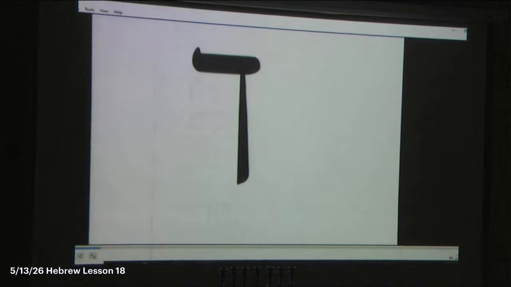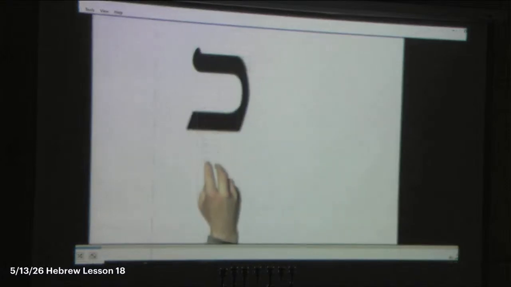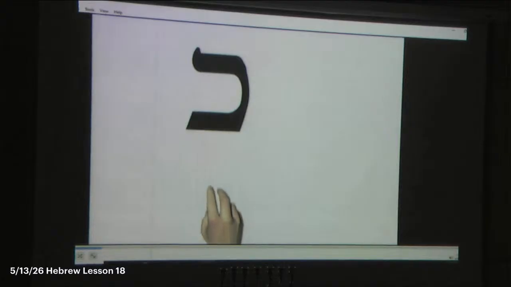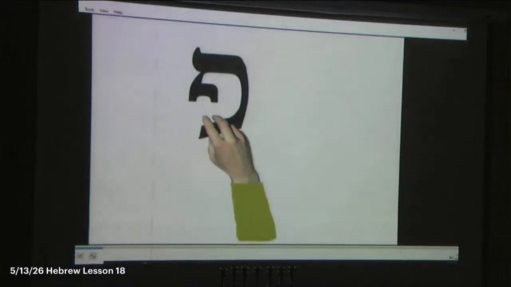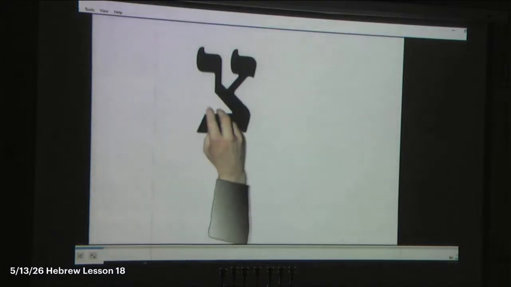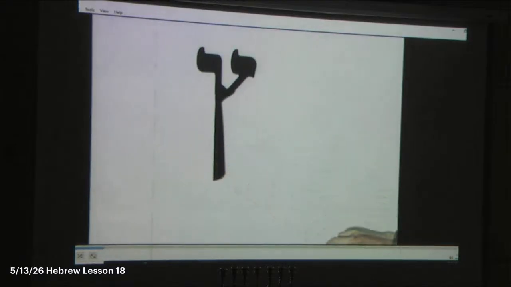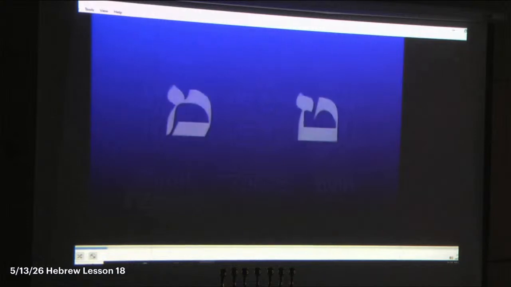The Chaf, a little bit different, but sort of. There you see the Chaf being pushed back up, and it is the Chaf again. Pull it back down, it's the final Chaf. Grab a hold of the Fei and pull it down, it's the final Fei. And take a hold of that Tsadi and pull it down, you get the final Tsadi. So here you have the ayin, silent, the tsadi, the TZ sound, tz, and the final tsadi, mitsuyan. Okay, how about these two letters?